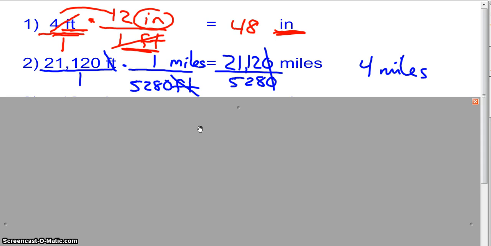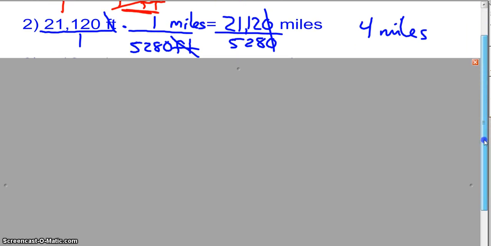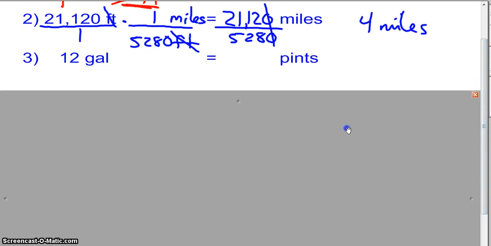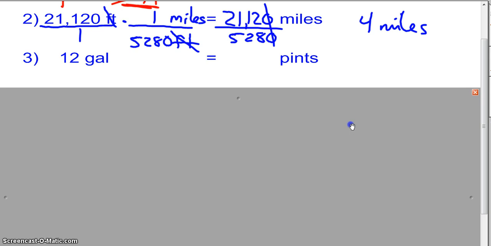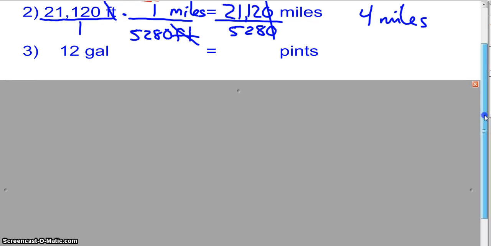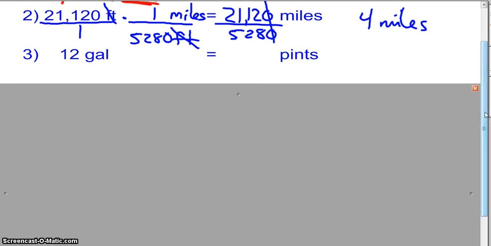So we're not here to learn how to divide a numerator by a denominator. You can go use your scratch paper for that. We're here today to learn how to set up our conversion factors. Okay? So let's try it again. Let's see what you can do here. 12 gallons equals how many pints? Now this one's a little tricky because I don't think your table tells you how many gallons equal how many pints. No, it doesn't. Okay.